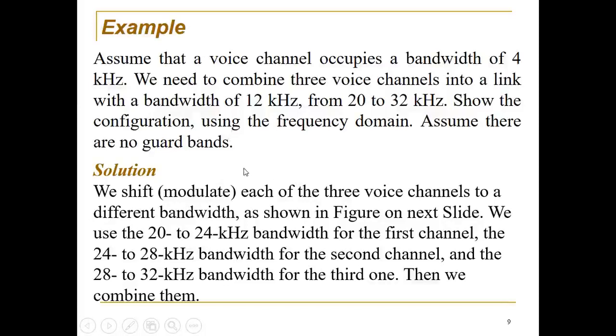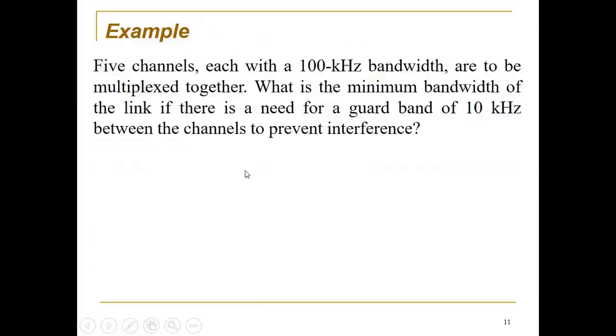Now let's go to an example that uses guard bands. Here we have five channels, each with 100 kilohertz bandwidth, and they have been multiplexed together. The question here is, what is the minimum bandwidth of the link if there is a need for a guard band of 10 kilohertz between the channels to prevent interference? As I was mentioning, guard bands are designed to avoid or prevent interference.